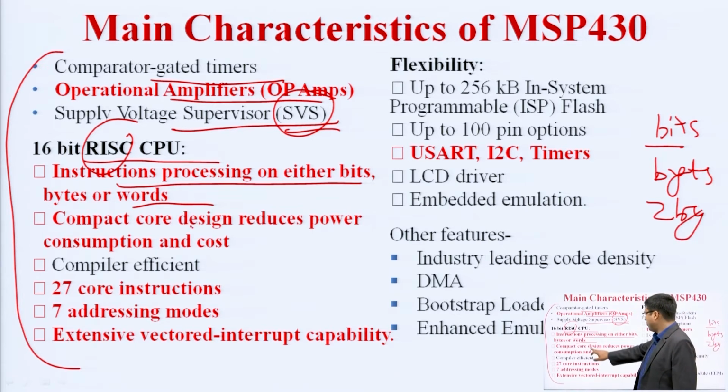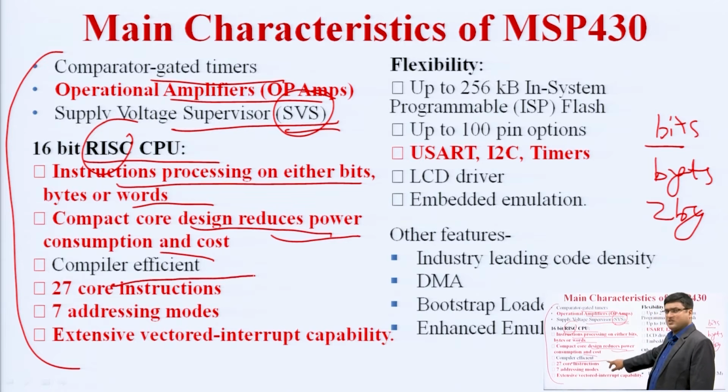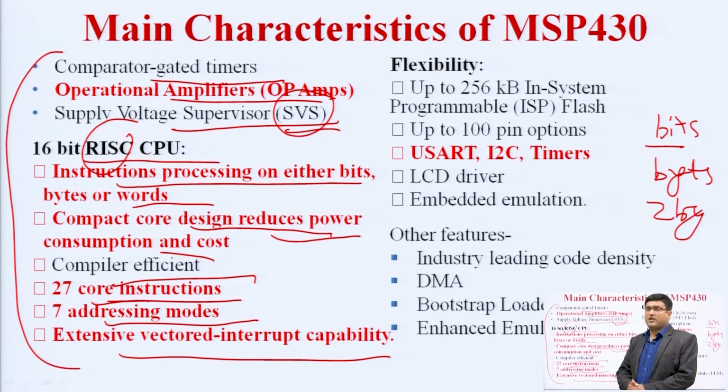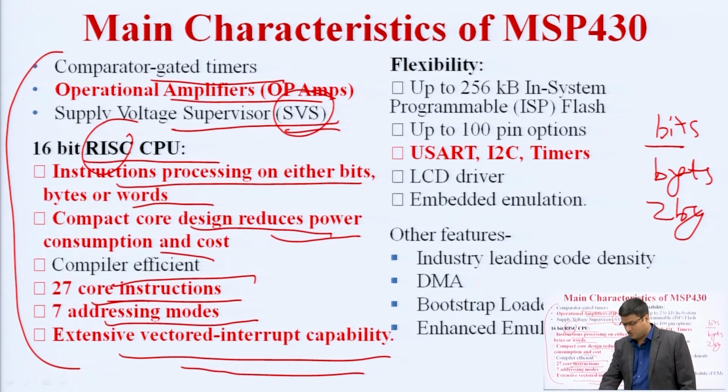Compact core design, miniaturization is very much possible in MSP430. It has a compact core design, which reduces power consumption and cost. It is compiler efficient, basically MSP430 is compatible with the compiler. It has 27 core instructions and 7 addressing modes. The addressing modes available in MSP430 are a total of 7, with 27 core instructions, and extensive vector interrupt capability. Basically, interrupts are available in the MSP430 microcontroller.